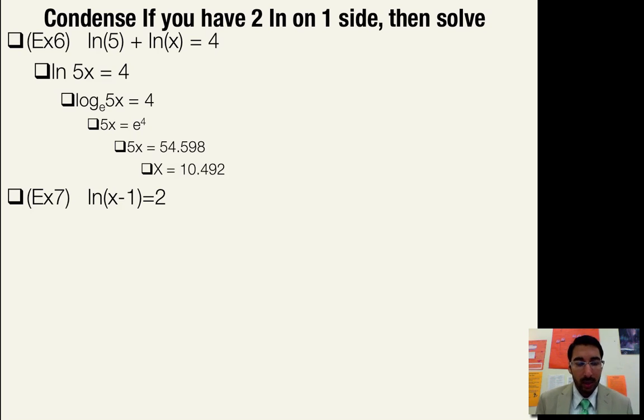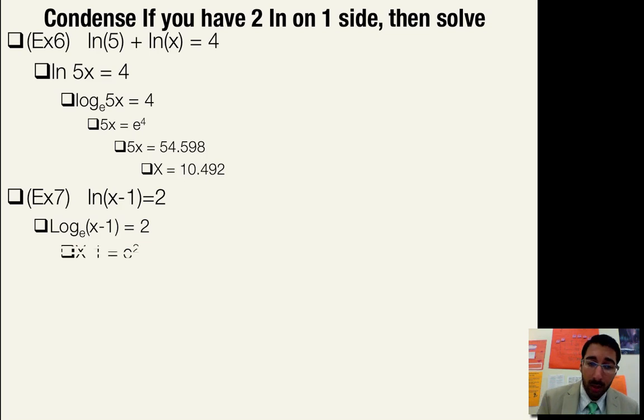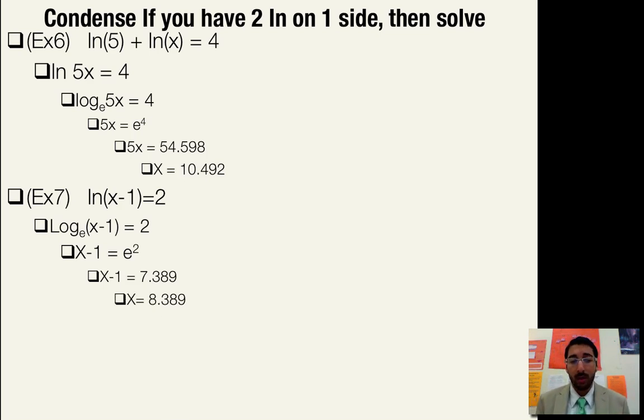All right, in this next example, I have ln of x minus 1. What's ln? Log base e. Now we need to convert this to an exponential. Bring that e over. e squared equals 7.389. And now you're going to add 1 on both sides to solve for x, and you're going to get 8.389.